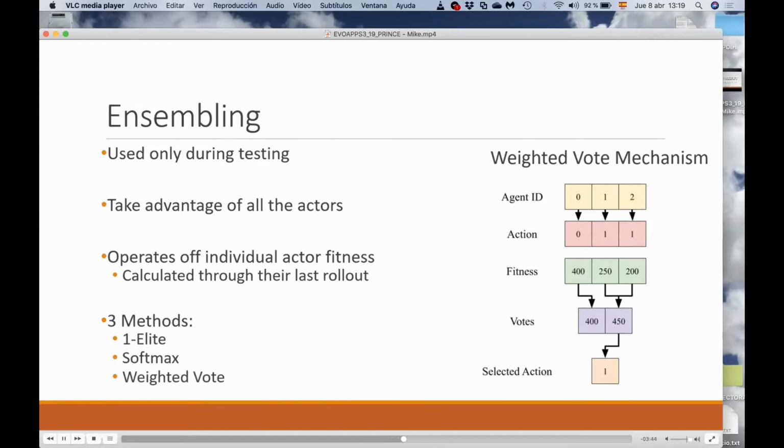The softmax method takes the softmax of the fitnesses at each step and uses the action of whichever actor wins. The weighted vote mechanism is a bit more complicated and is shown on the right. Each actor votes for an action and is given a weight based off their fitness. The action with the most votes is taken at each time step.